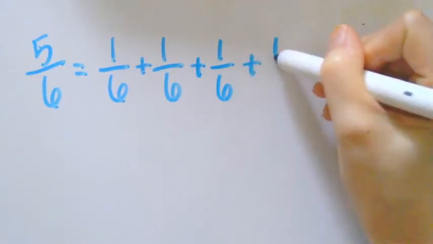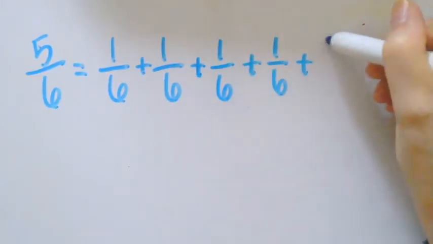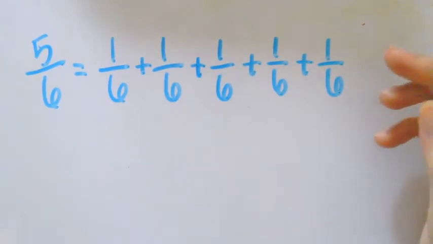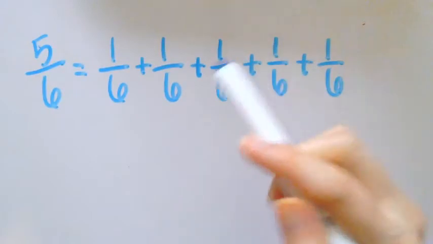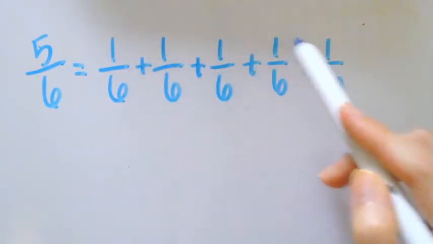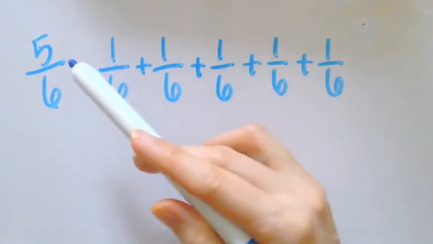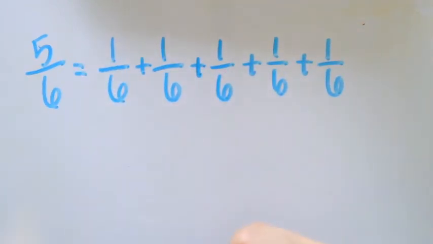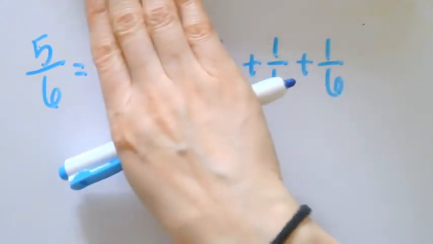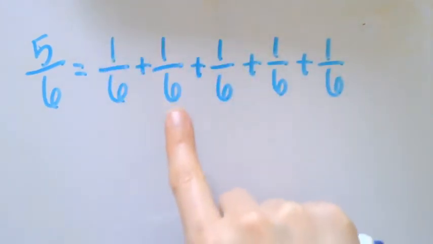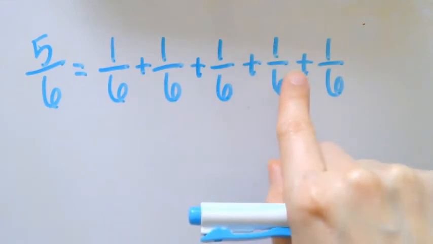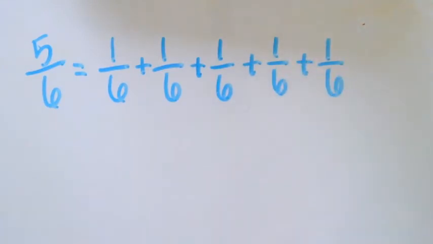Keep going. Keep going. Okay, before we end up writing 13 more 1/6, we need to check our work. All right, 1, 2, 3, 4, 5, 6. Does 5/6 equal 5/6? Yes. So we would complete this problem. 5/6 equals 1/6 plus 1/6 plus 1/6 plus 1/6 plus 1/6. Okay. All right. Now let's go a little bit in reverse.